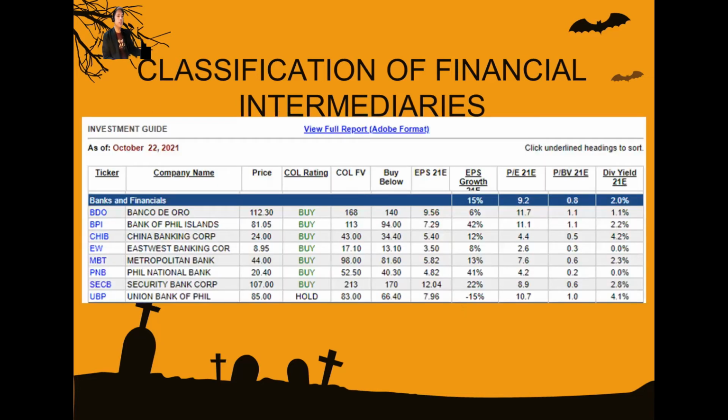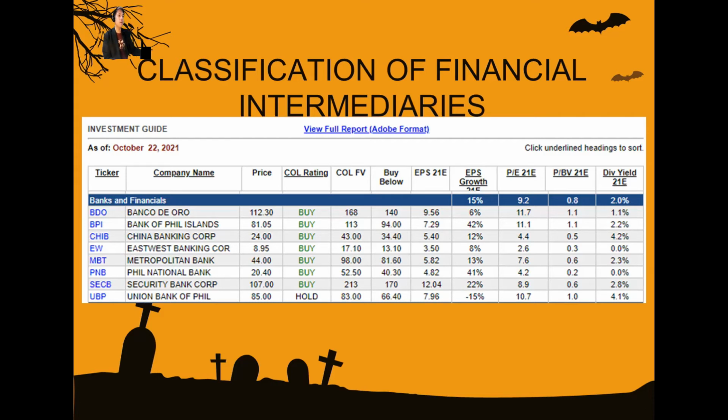Okay, so ito, I just got a copy or screenshot of the different universal banks or commercial banks that we have. So ito yung mga top banks natin in the Philippines.